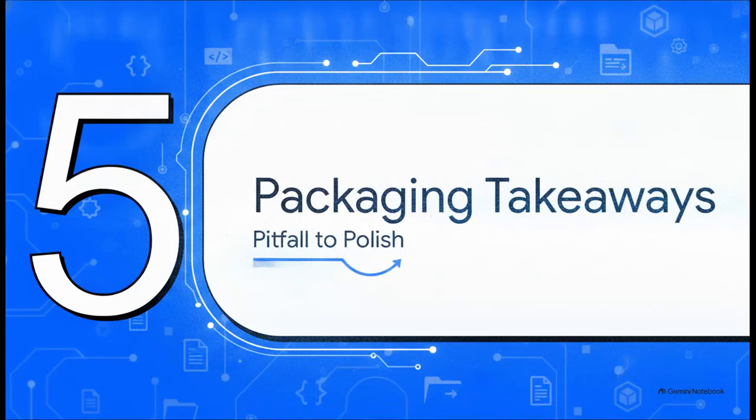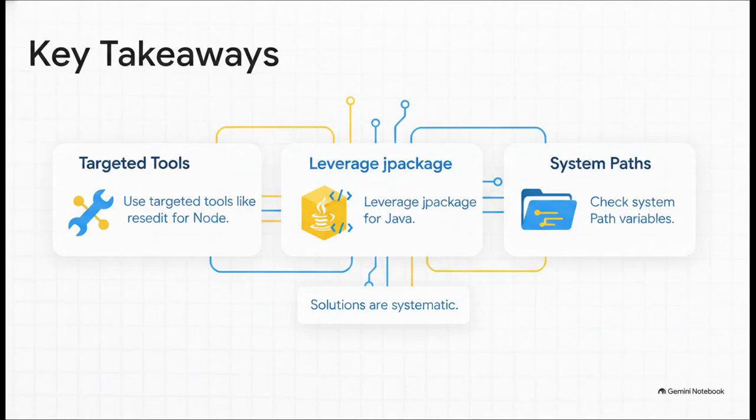Finally, Section 5, Developer Packaging Takeaways, from Pitfall to Polish. To synthesize the brilliant solutions we've covered in this explainer today, the crucial point is this. Meticulous attention to your underlying tools, flags, and system paths is exactly what turns source code into a polished executable. First, avoid generic resource editors that can blindly corrupt your file structures. Use targeted tools like ResEdit for Node apps. Second, heavily leverage tools like JPackage to make your Java applications effortlessly portable for your end users.